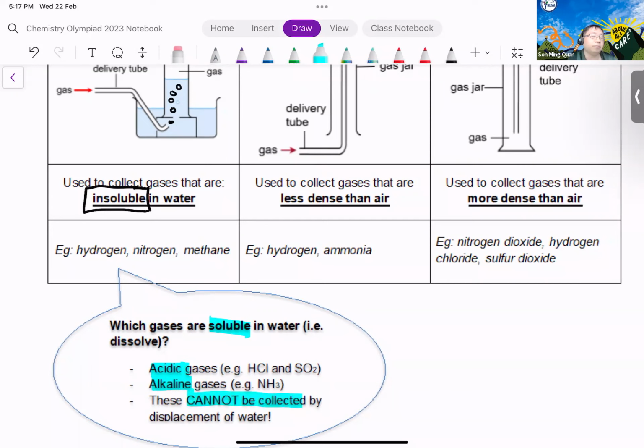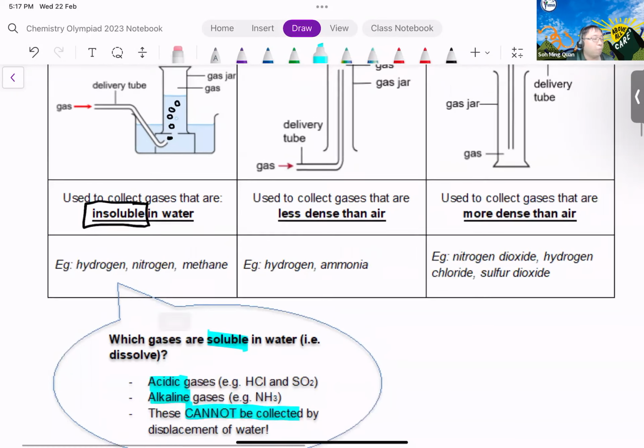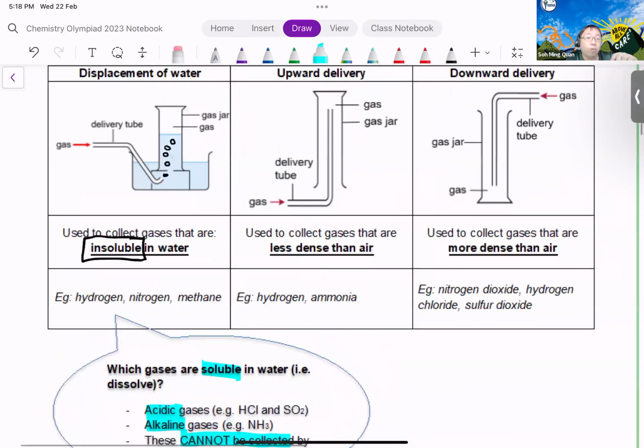Next, we have upward and downward delivery. Upward, as the name suggests, means the gas floats upwards, which means it is less dense than air. Downward delivery is when the gas is more dense than air. That's why it sinks. So these are the 3 methods for gas collection, which I'm sure we have studied.